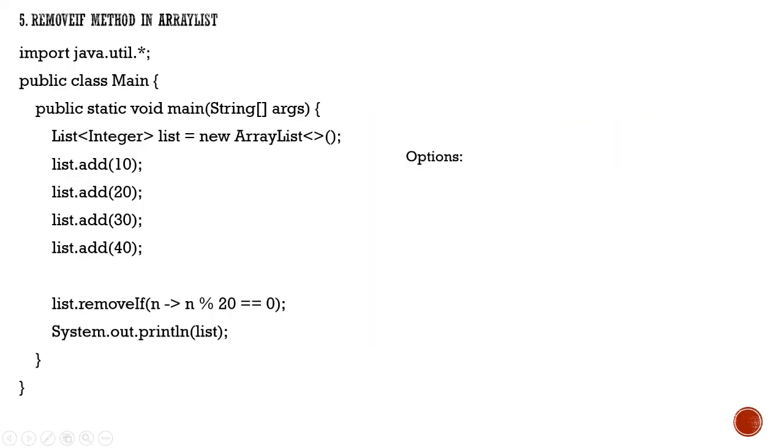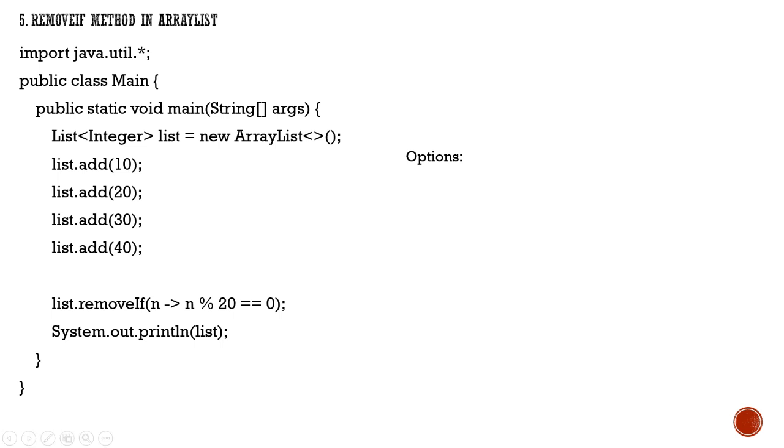So let's look at the final problem, that is the remove method in the ArrayList. Okay, so we have created an ArrayList over here. We have added 5 elements inside it, and after that we are calling list.remove if a certain condition is satisfied. Let's say I'm trying to see if there is a multiple of 20, it is going to remove it.